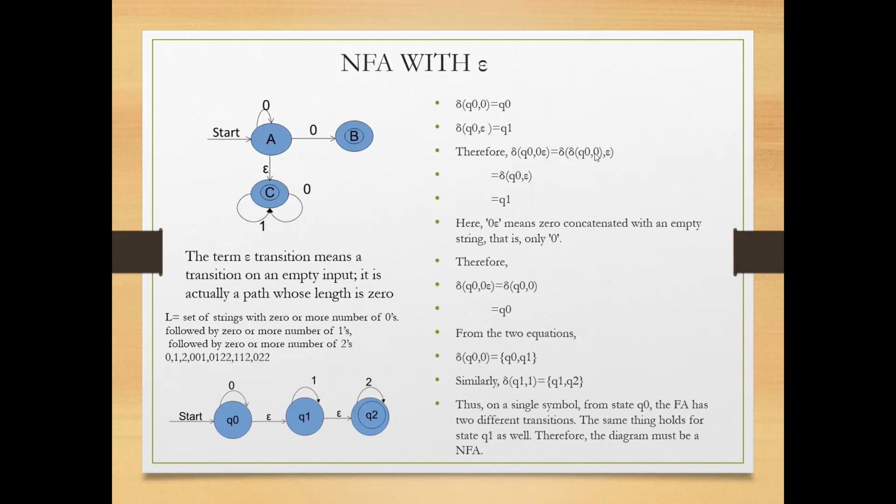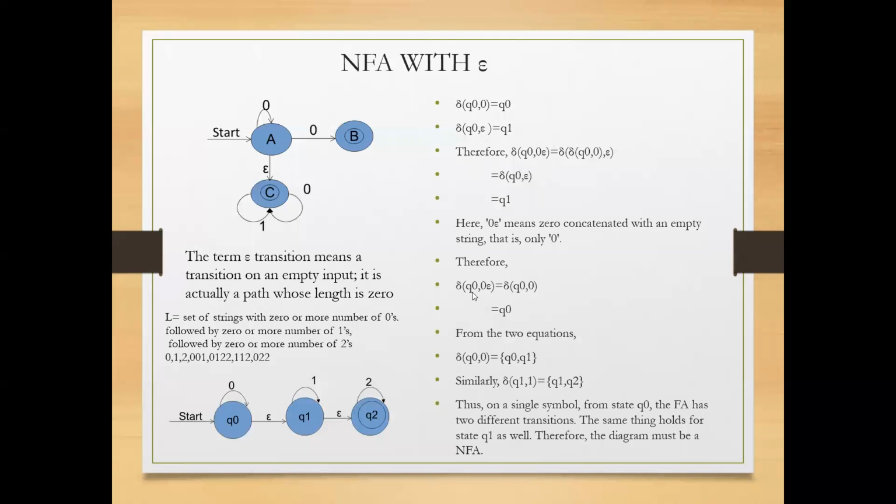So Q0 on getting input 0, you know that it is moving to Q0 itself. Then Q0 on getting epsilon, it is moving to Q1, right? So here you can say 0 epsilon. As I already told you, epsilon is nothing but the empty input, or there is no input. So 0 with epsilon means 0 is concatenated with the empty string. So 0 epsilon is also equal to 0.